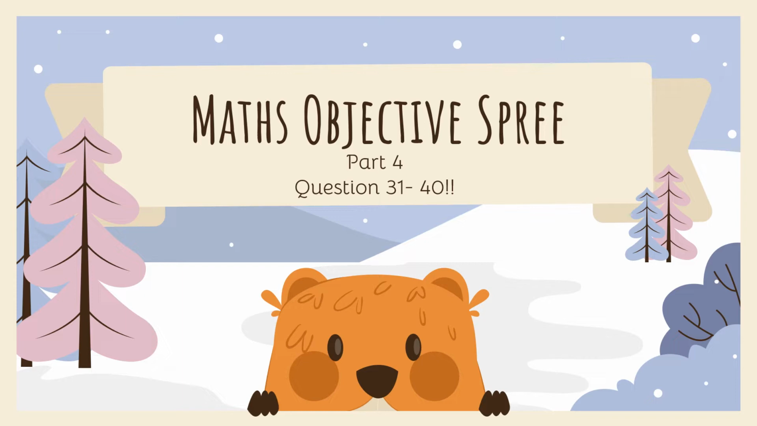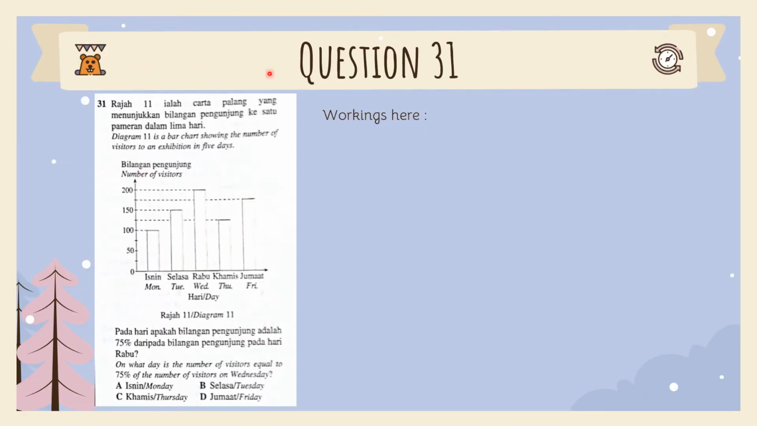Alright everyone, let's move on to question 31. First we have to read the instruction, the diagram given, and then also the question given. Diagram 11 is a bar chart showing the number of visitors to an exhibition in 5 days. The 5 days are Monday, Tuesday, Wednesday, Thursday, and Friday.